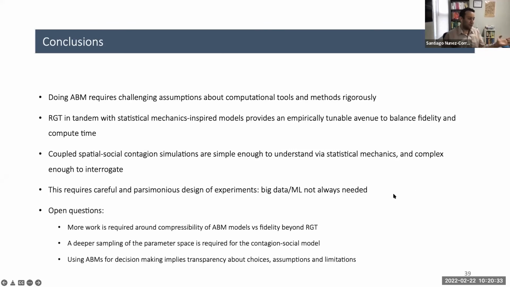So open questions, more work is needed around compressibility of ABM models, especially when they are more complex than the traditional contagion model. Deeper sampling of the parameter space is required for the contagion social model, and using ABMs for decision-making implies transparency about choices, assumptions, and limitations, and this is critical for decision-making support. Thank you so much. I am open for questions.